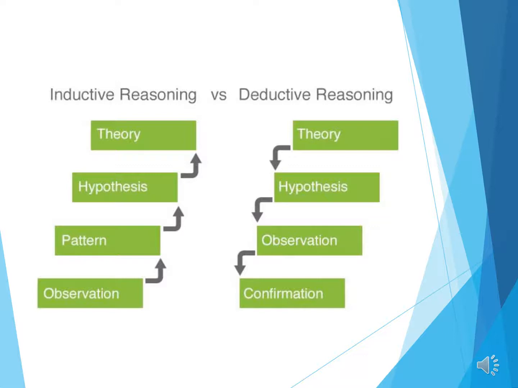Conversely, deductive reasoning is often called top-down reasoning. It begins with a theory. What do we believe to be true already? Which leads to a hypothesis. Then we do an observation to check our hypothesis to see if our hypothesis is true. And then we either confirm or invalidate our hypothesis as a result of the observation.